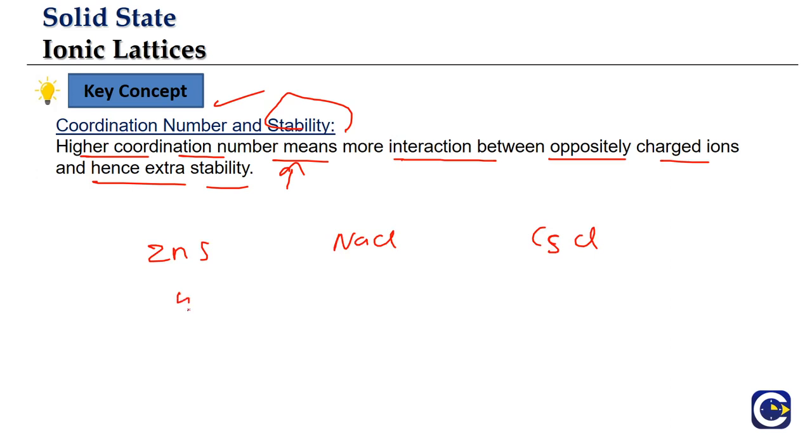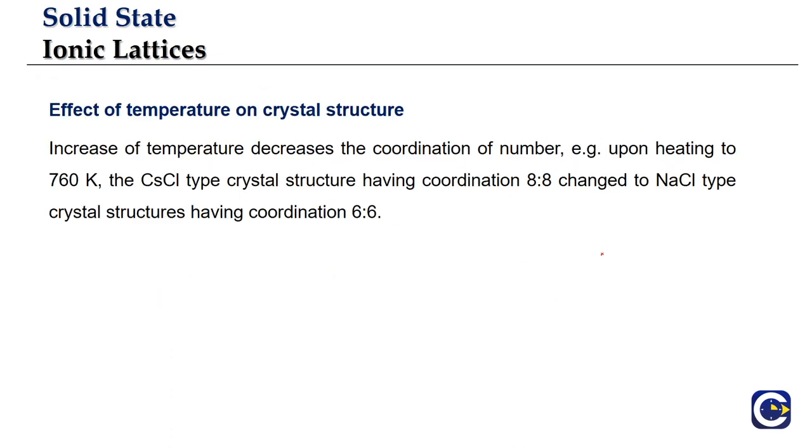If you are comparing a zinc blende structure, sodium chloride structure and a cesium chloride structure, here what is the coordination number? 4. Here what is the coordination number? 6. Here what is the coordination number? 8. So which will be the most stable one? Cesium chloride will be the most stable because it is having more electrostatic attractive interactions between the ions. So this is about the importance of coordination number on the stability of ionic crystals.